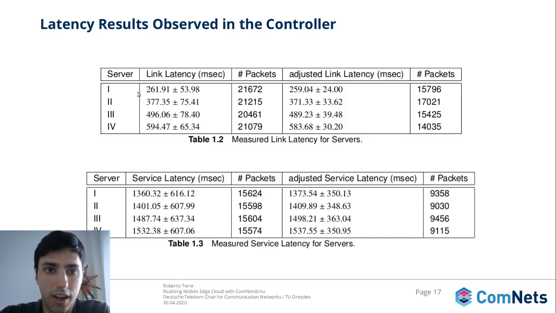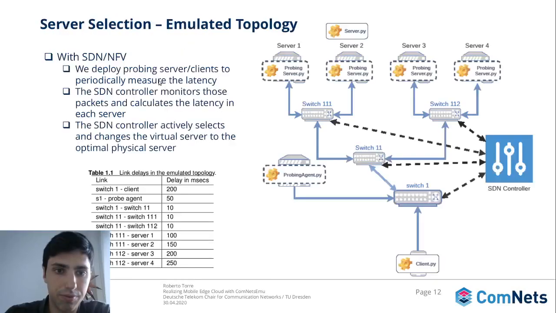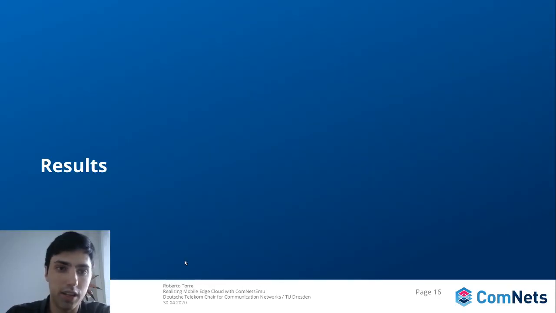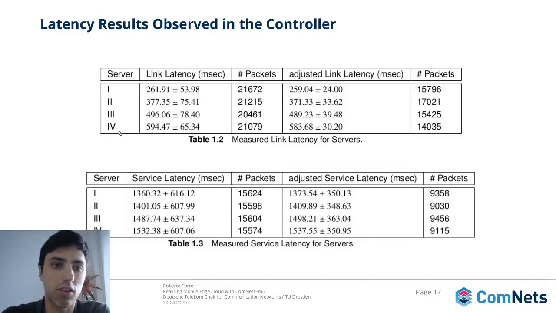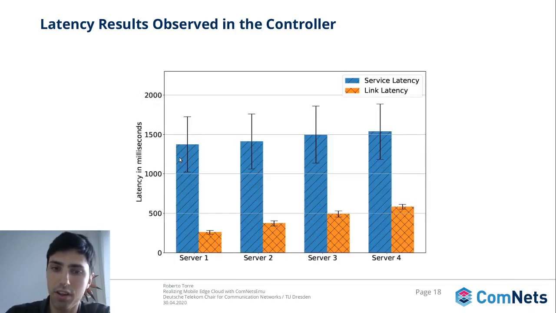Anyway, as we were configuring the latency here, we saw that, for example, server 1 is 100, server 2 is more, and more, and more. So it makes sense that here also the fourth server takes more time than the first server. This is a plot with exactly the same values, with standard deviation. We can see the difference between the service latency and the link latency.